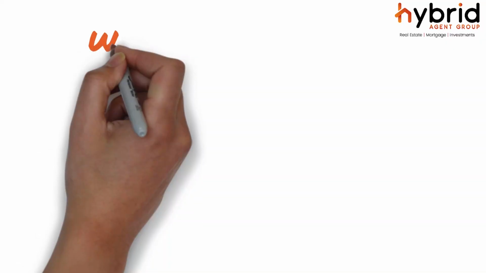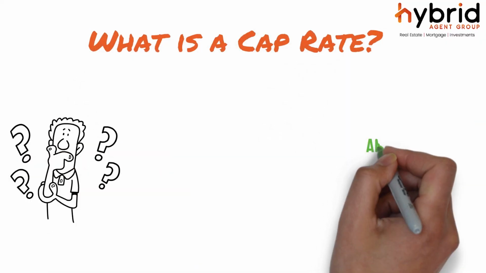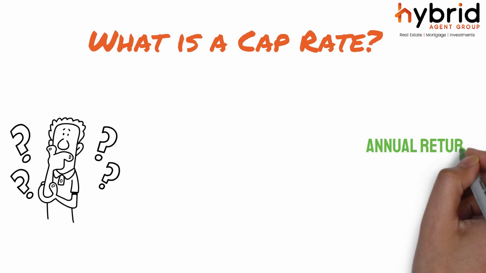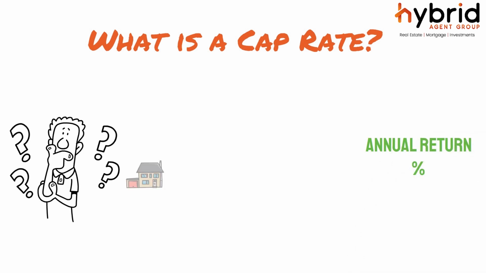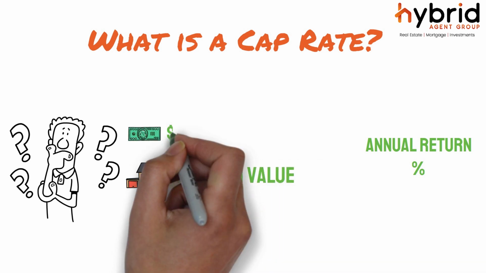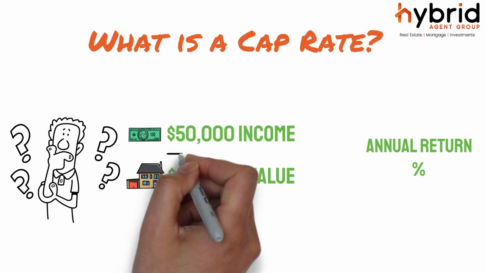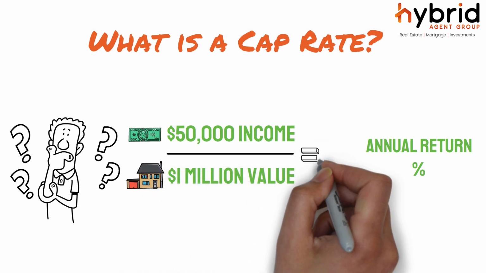returns. Let's start with the concept of a cap rate, which is simply the net operating income expressed as an annual return percentage. So for example, if a property worth $1 million is generating $50,000 a year in annual income from rents, the cap rate is $50,000 divided by $1 million for 5%.